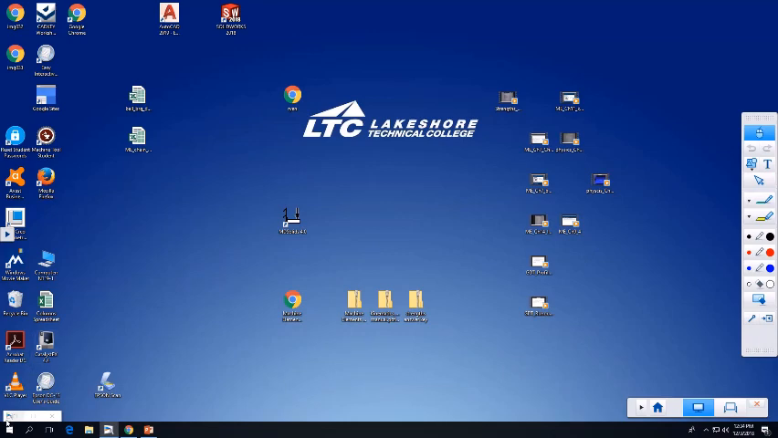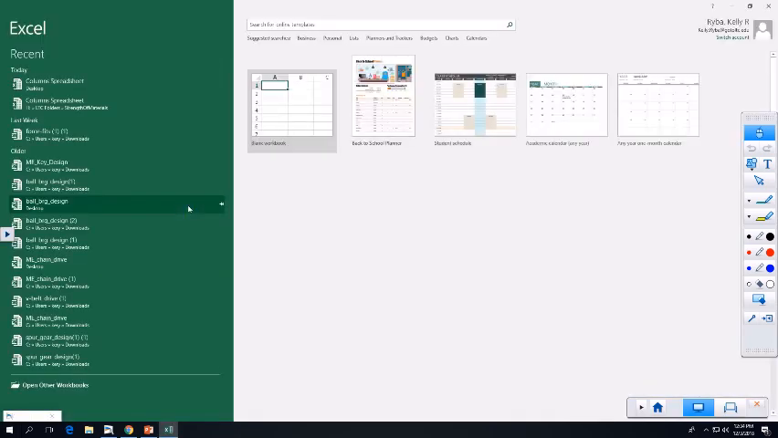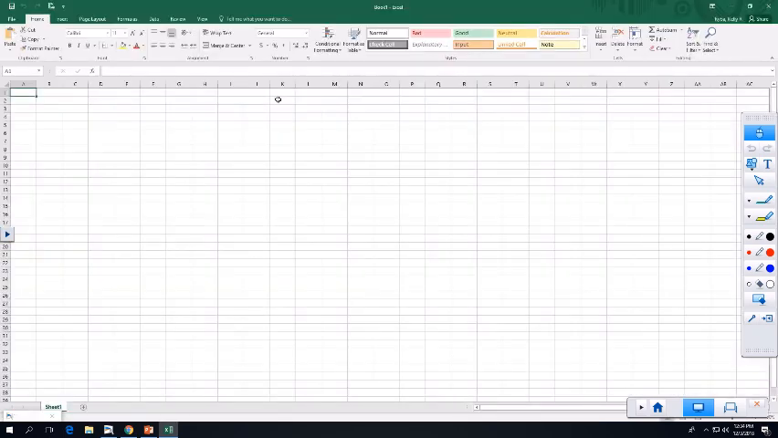So to get into Excel, you're going to go down to the home menu and open Excel as an application. It is loaded on all of the computers here in the lab and at LTC, so you have a lot of availability to it. And then you're going to just open a blank worksheet. So you just click on that.